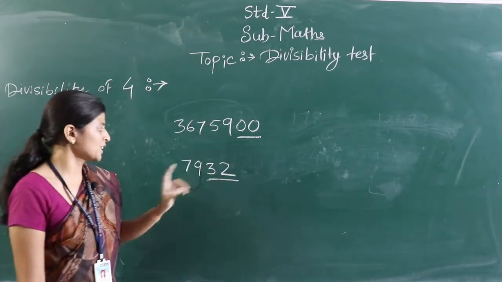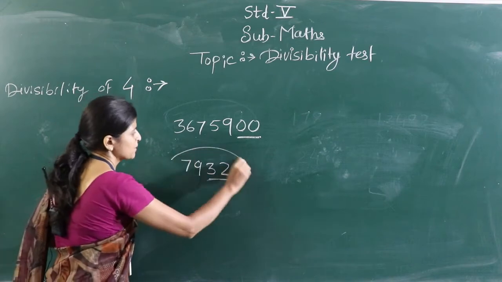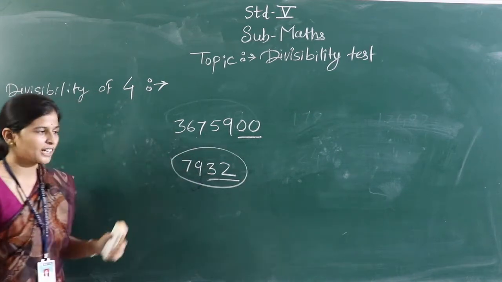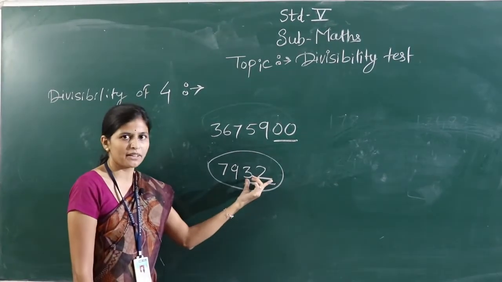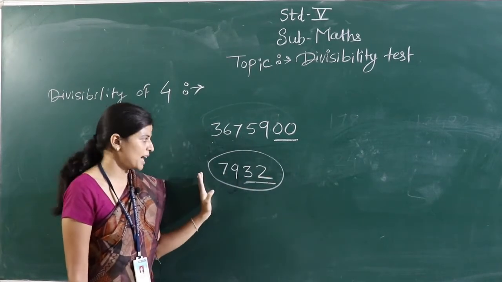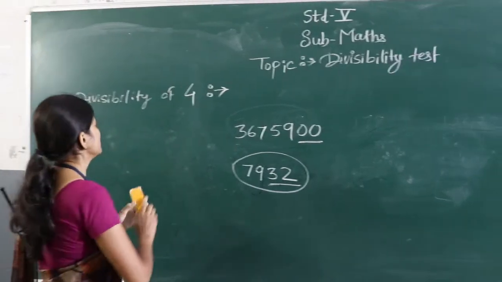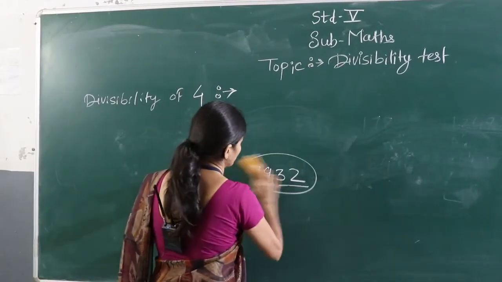4 8s are 32, means 32 is divisible by 4. That means the whole digit is divisible by 4. We directly tell that if the last 2 digits are divisible by 4, that means the whole digit is divisible by 4. This is the divisibility of 4. Now we check divisibility of 5.